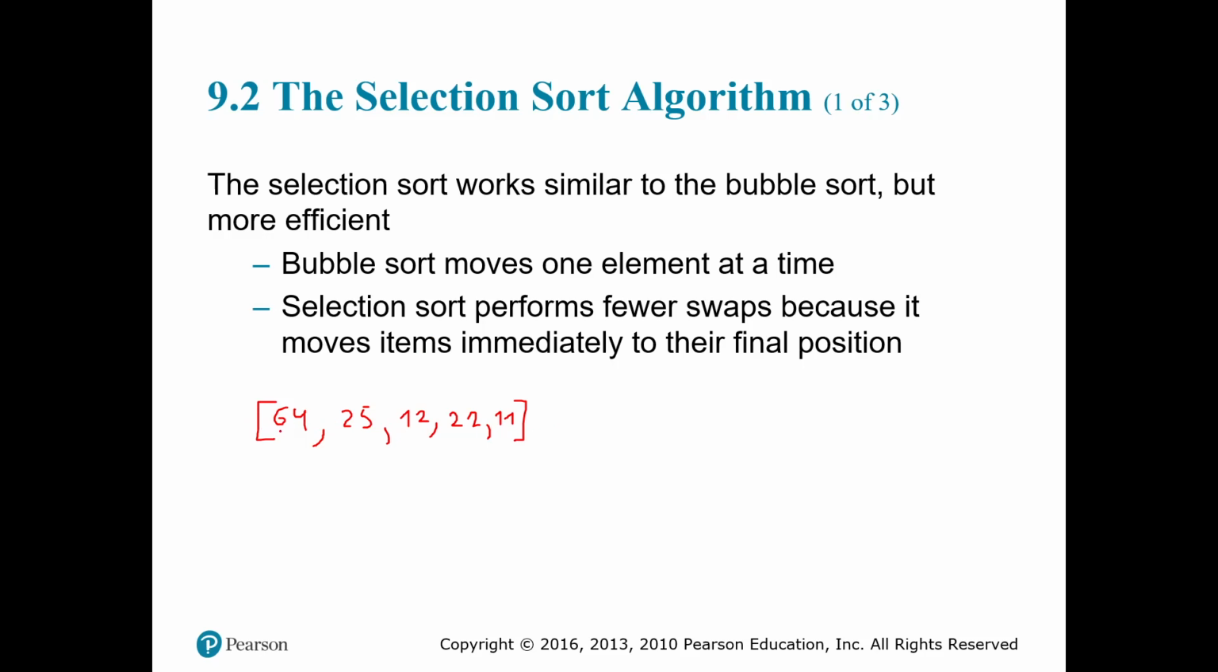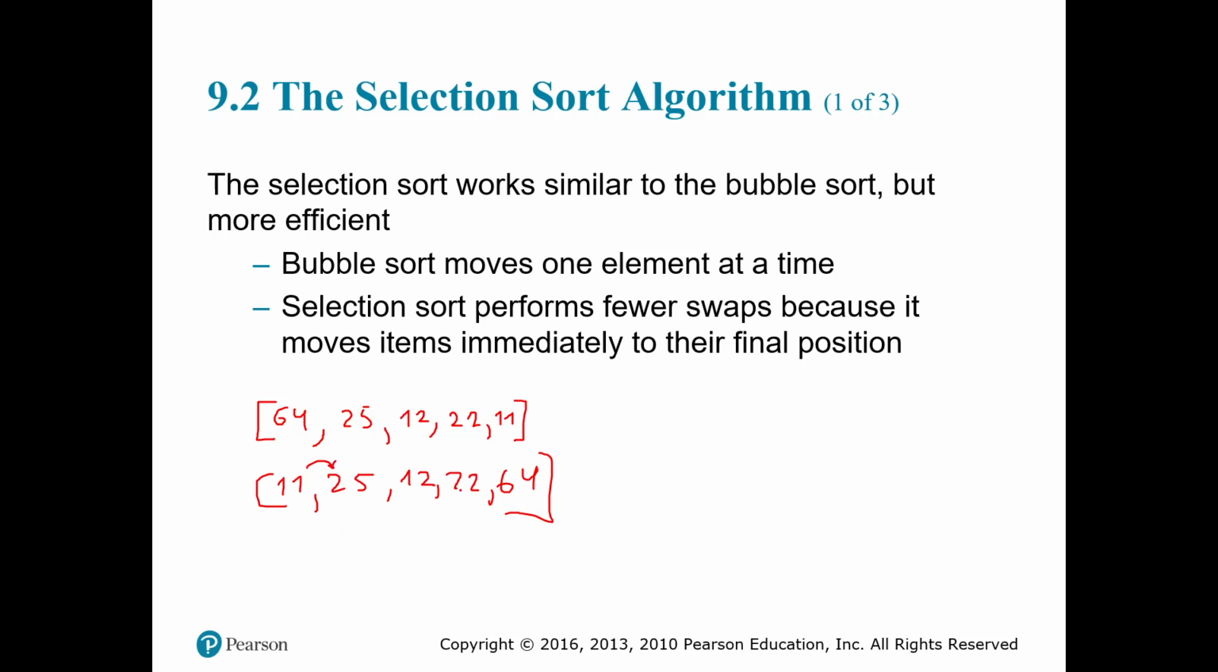Okay, so we found the largest and smallest number. We found 64 and we found 11. So what we're going to do, we're just going to swap them. We're going to have 11, 25, 12, 22, 64. We just swap them. Since we scanned the whole array and we know that 11 is the smallest value, we do not have to work with 11 again. 11 is at its right place, so we're moving on to the next element, which is going to be 25.